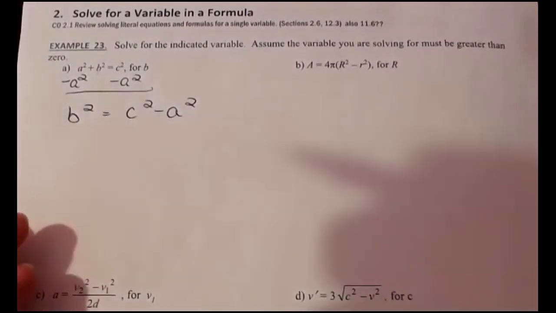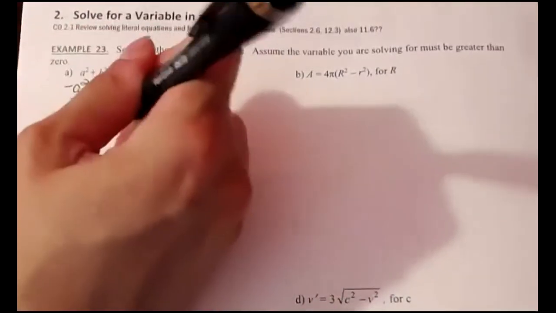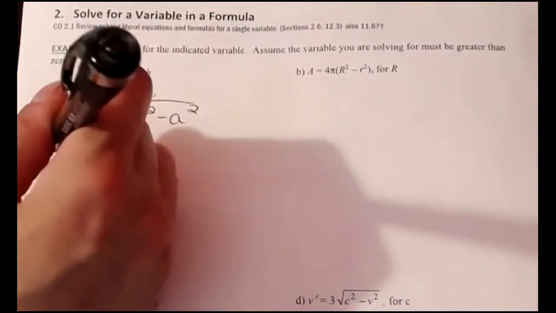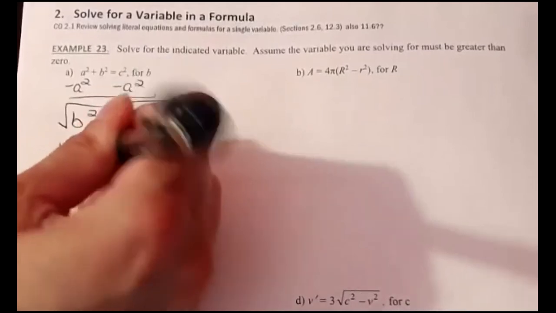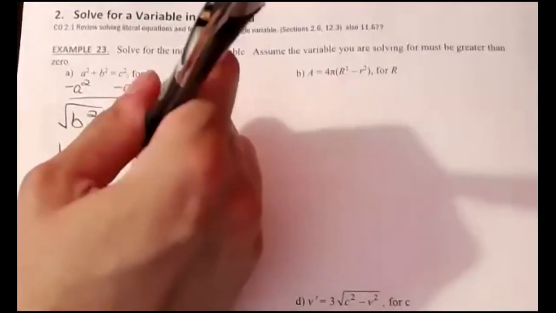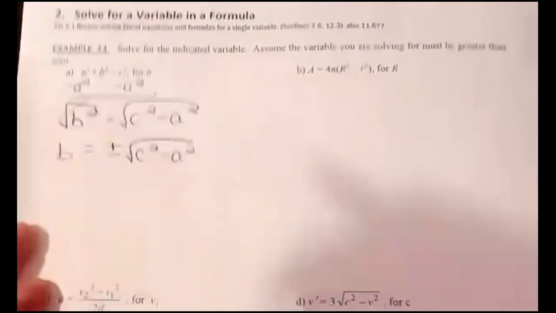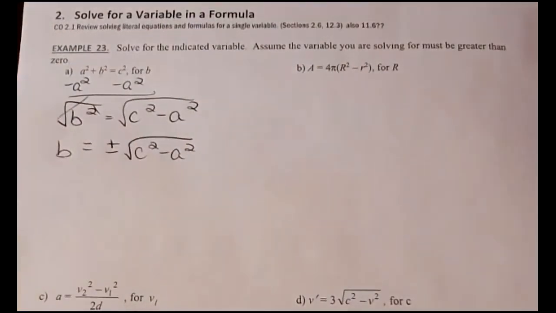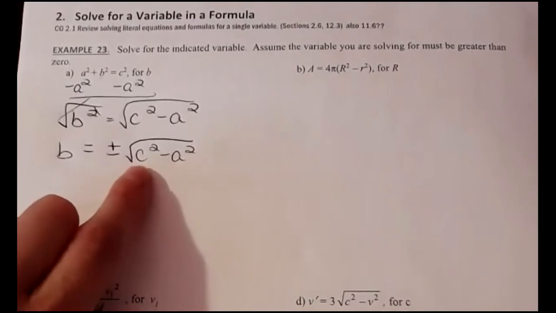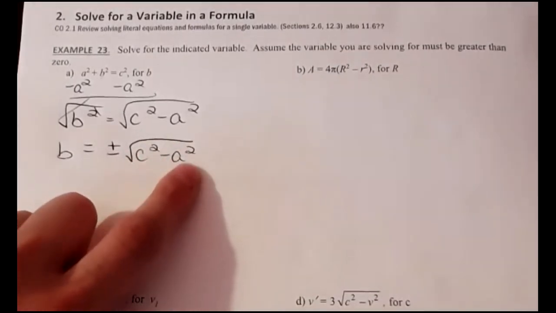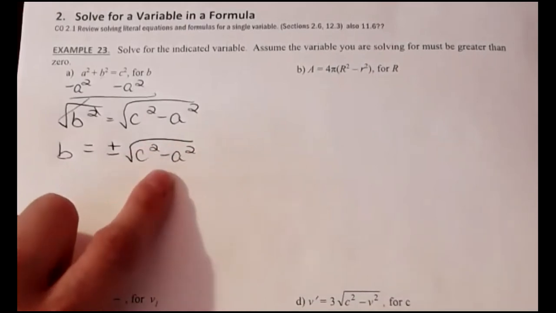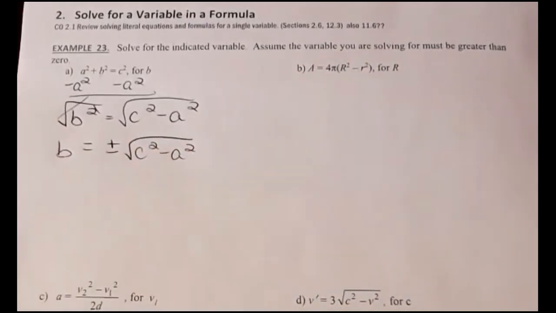Just remember something very specific. If you use the square root property, that leaves you with a positive or negative solution. So it's positive or negative square root of c squared minus a squared. We can't actually go forward from there because you can't take the square root of each piece individually. This is c squared minus a squared. This is an expression. So you're not able to just take the square root of each piece. It doesn't work that way. We're done. That's it.